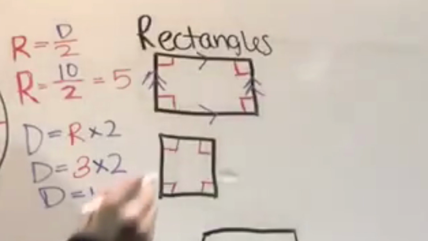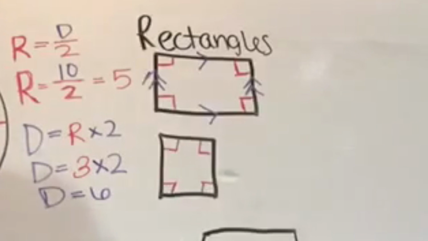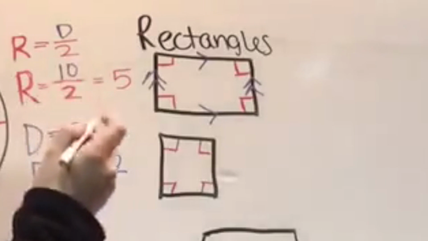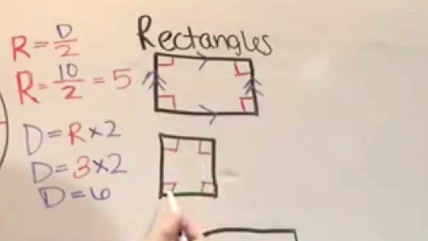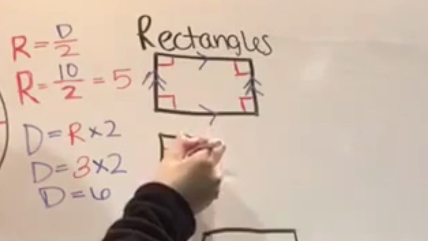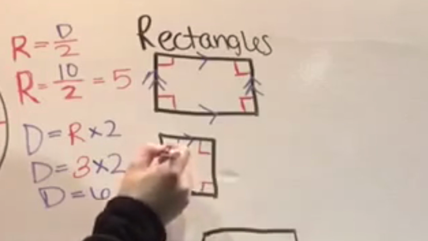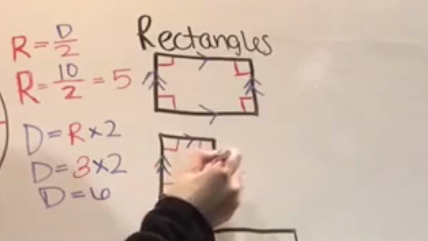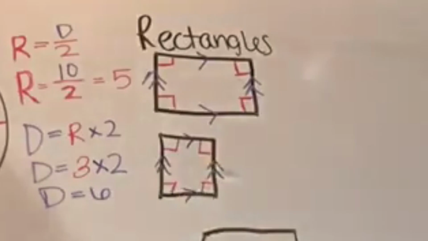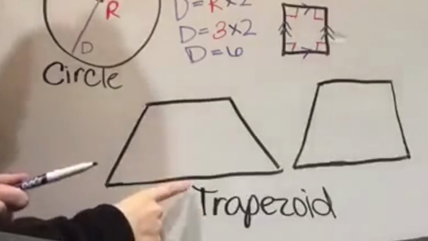Now you can see underneath I have a picture drawn of a square. A square can also be a rectangle because it has 4 right 90-degree angles, and it also has 2 sets of parallel sides. Here's one set, and here is the second set. Now we're going to look at trapezoids.